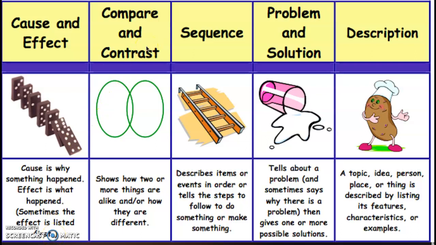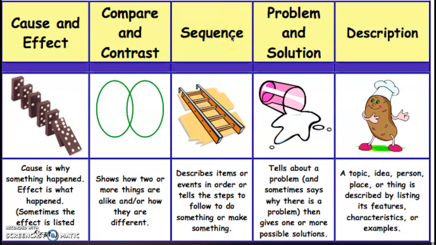Compare and contrast is the second text structure. If we're comparing something, we are telling how 2 or more things are the same, and if we're contrasting something, then we're talking about 2 or more things and how they are different.